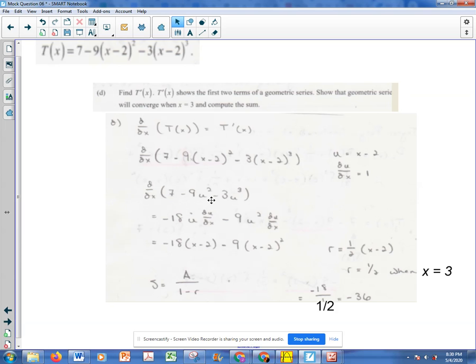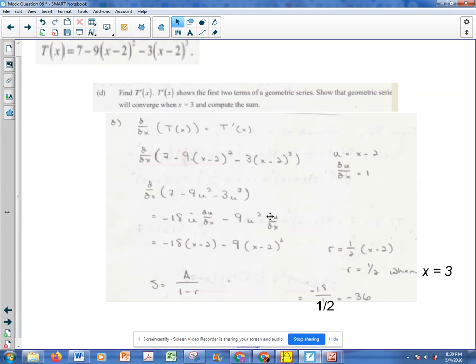Taking the derivative, the 7 goes away because it's a constant. The negative 9u squared is going to turn into negative 18u du dx. Thankfully, du dx is 1, so if you forgot it, you wouldn't get burned, but yeah, don't forget it. And we got negative 3u cubed, which turns into negative 9u squared du dx. So now plugging back in u, the first two terms are negative 18(x minus 2) and negative 9(x minus 2) squared.